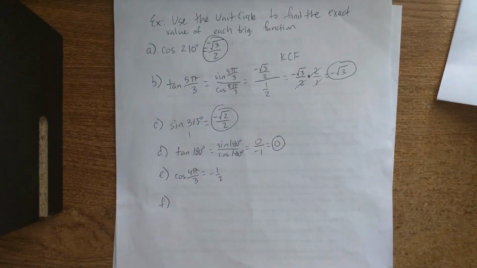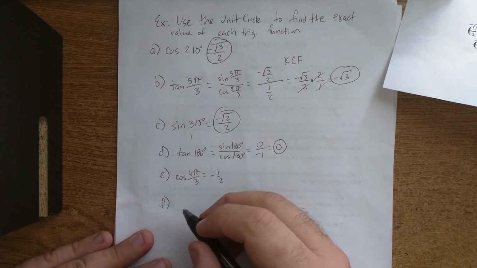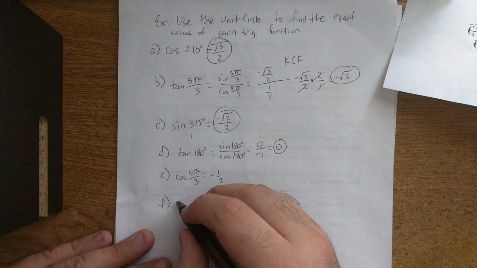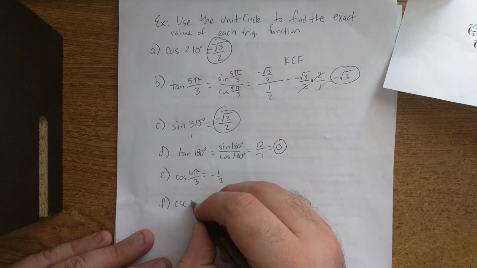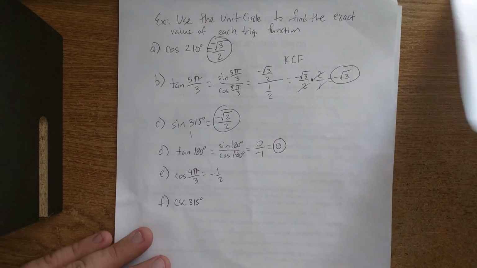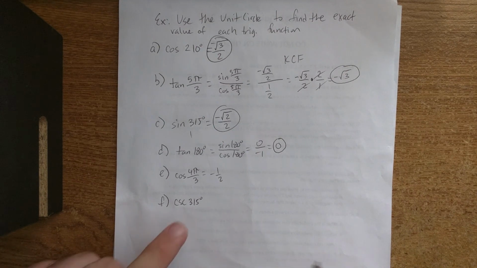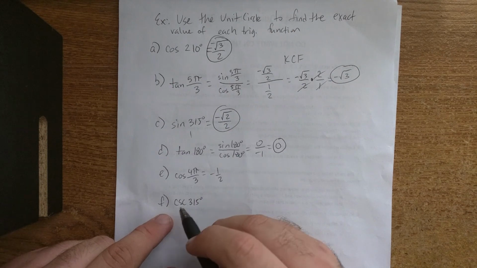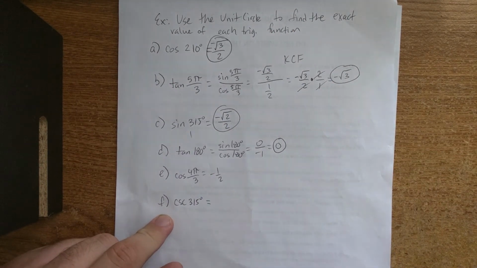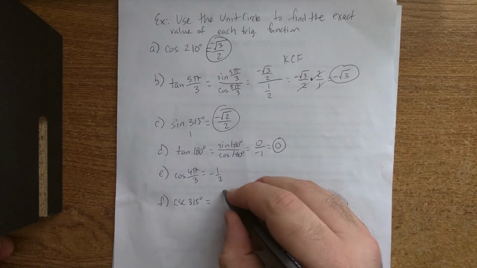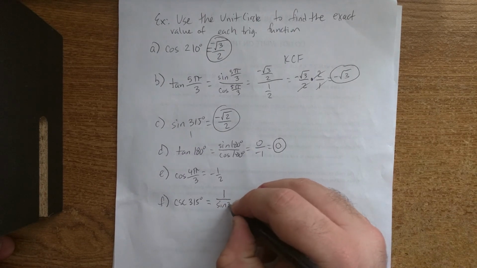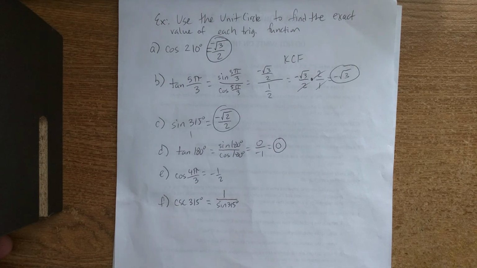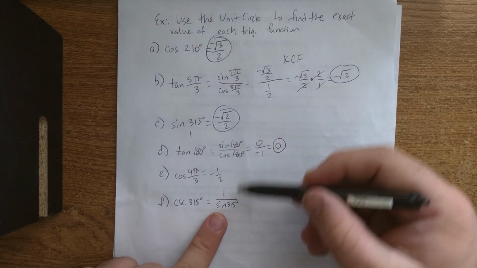One last one that we'll do, and I'm actually just going to make this up off the top of my head, is let's go ahead and find cosecant of 315 degrees. This will be our last problem, then we're done. Now, cosecant, if you recall, is just the reciprocal of sine. So really, all I have to do is try and find sine 315. Actually, didn't I already do that? I did it right here.